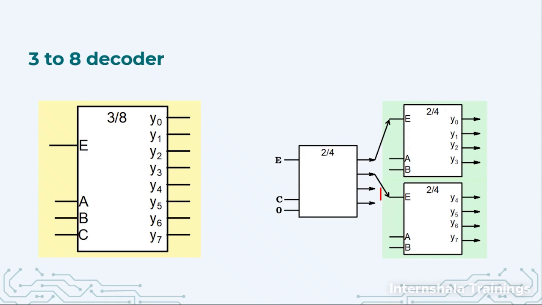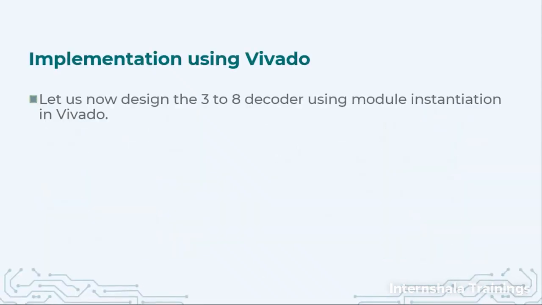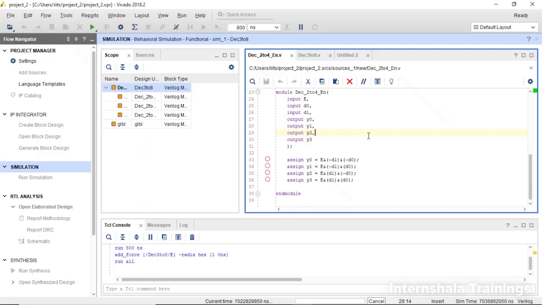So the lower output decoder is active, and based on the value of A and B, one of the outputs Y4 to Y7 will be generated. So that is how it is going to work. Now we are going to code it in Vivado.